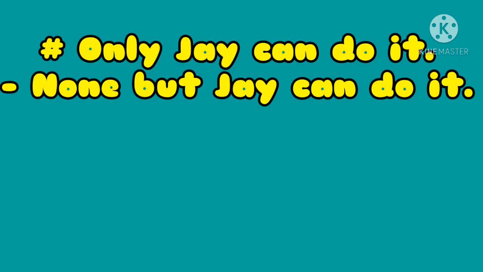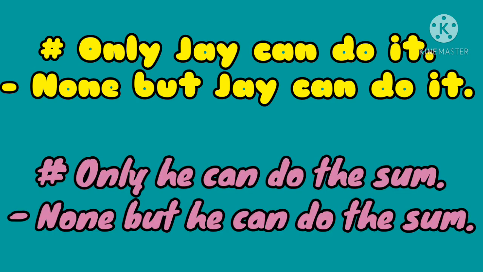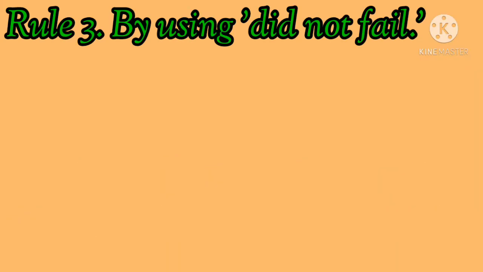Next, only Jai can do it. Again, the sentence has started with only, so answer will be none but. So none but, and after that remaining sentence. So none but Jai can do it. Next example, only he can do the sum. The answer is none but he can do the sum.